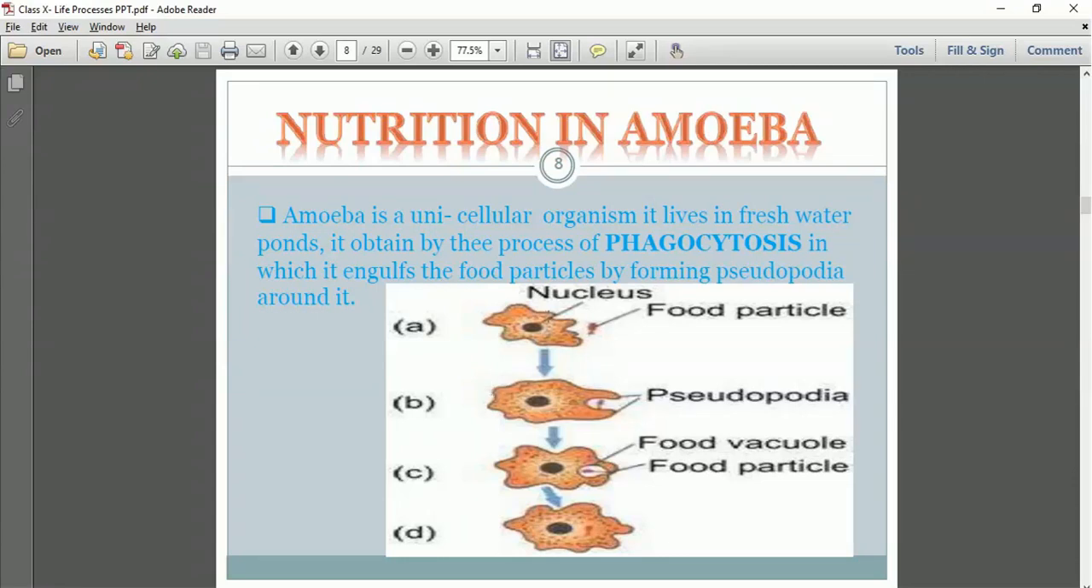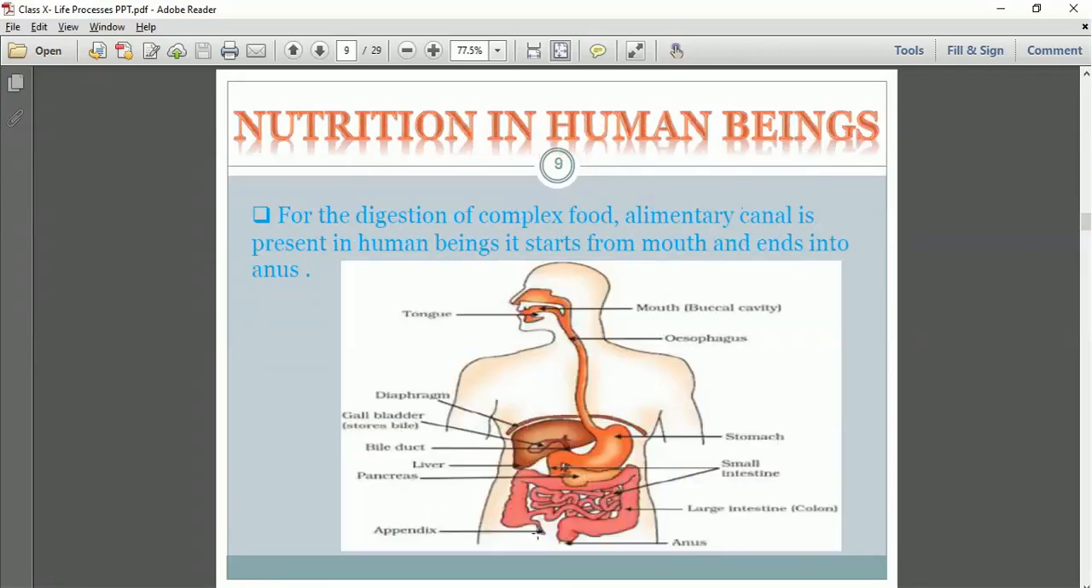You can see here, it is the nucleus, it is the amoeba. Amoeba has no fixed shape. So this is the food particle. What it does is extend its outer layer and cover itself around the food particle and engulf it. So this is how nutrition in amoeba happens with the help of phagocytosis. In this process, amoeba extends its outer layer, the pseudopodia, around the food particles and engulfs them, and this is known as phagocytosis.